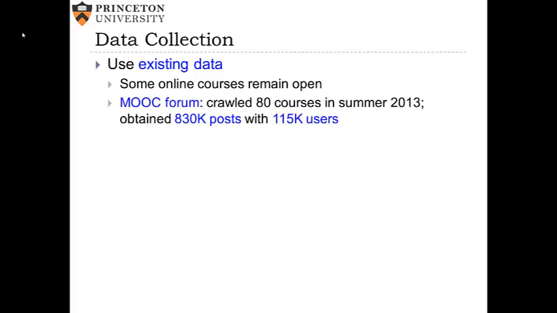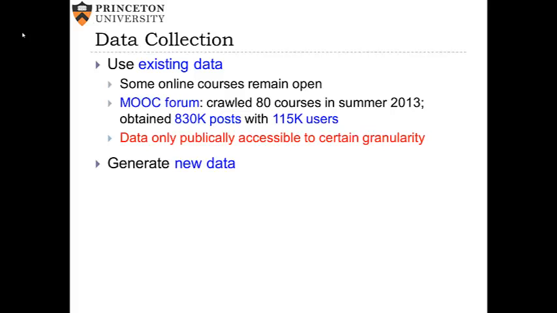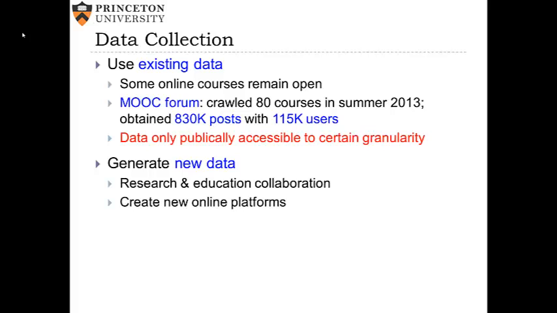As an example, we refer to our large-scale statistical analysis of MOOC, where we focus on all 80 courses available in Coursera in summer 2013. But the problem with relying on existing data is that it is only publicly accessible to a certain measurement granularity. To this end, the second option is to generate new data. For example, a team could invest resources in creating a brand new online education platform.